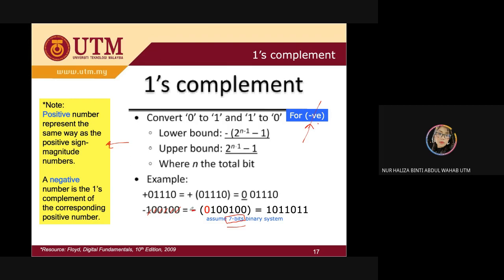Then because this is a negative value, we need to do a first complement. We change everything. 0 we change to 1, 0 we change to 1, 1 we change to 0. 0 to 1, 0 to 1, 1 to 0, and 0 to 1. Then we get the negative number using first complement. So I repeat again.